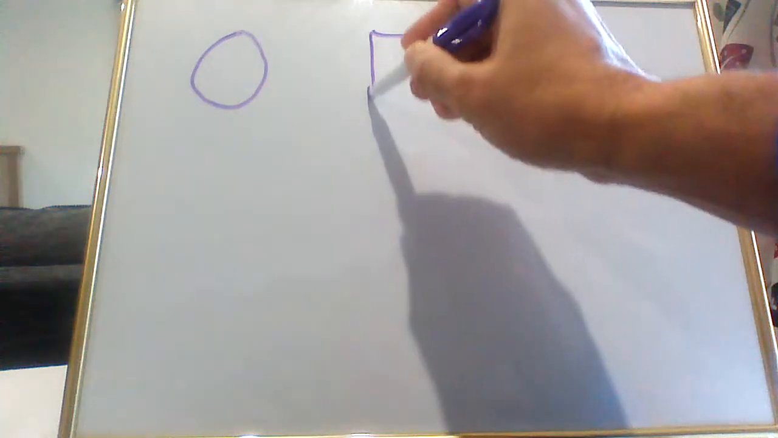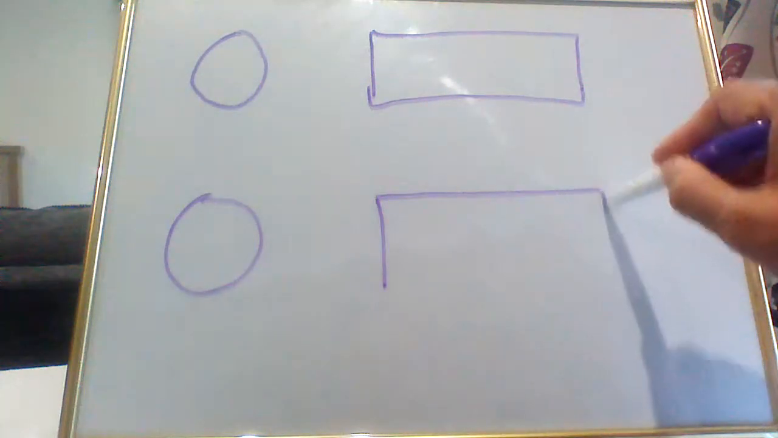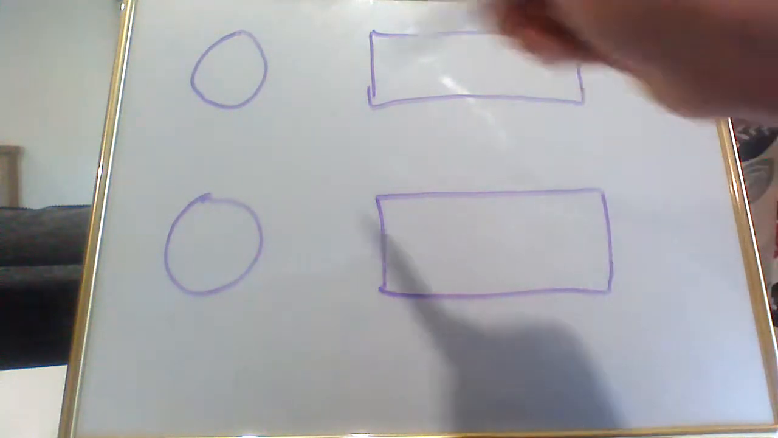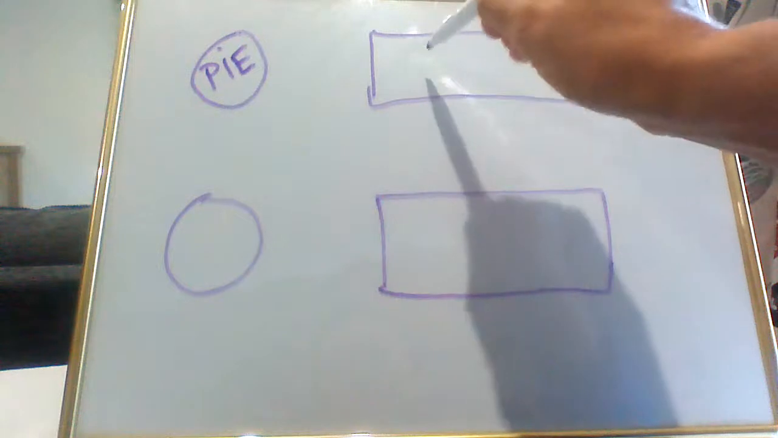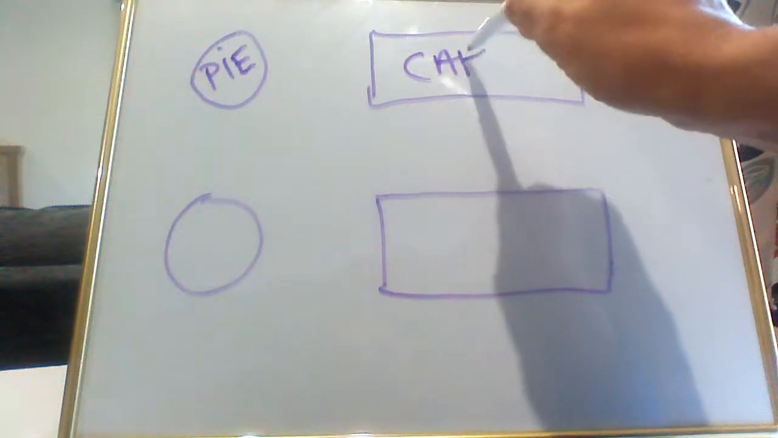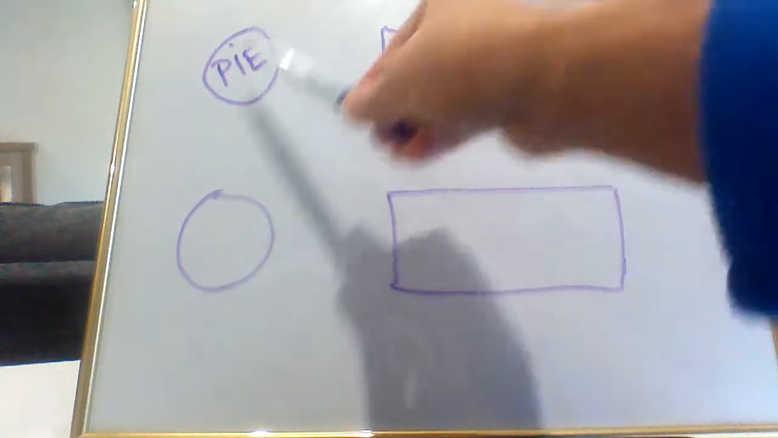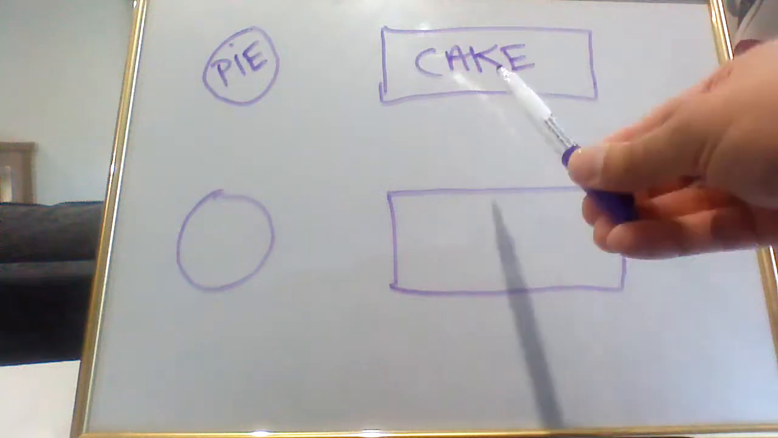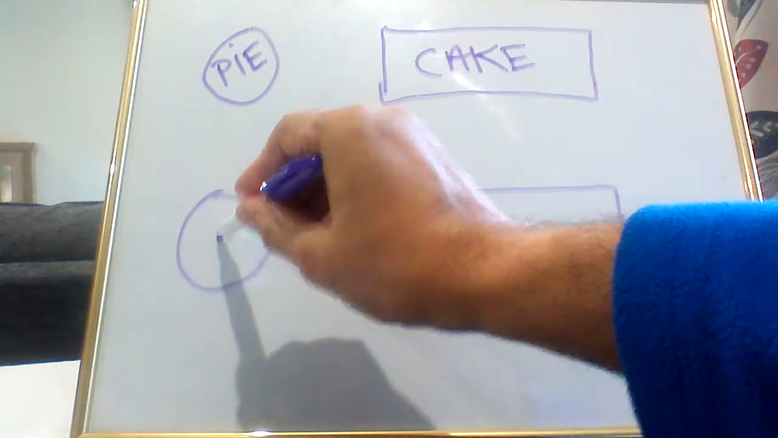I'm not much of an artist, so please bear with me. What I'm going to do is draw a circle and a rectangle, and underneath I'm going to draw another circle and a rectangle. Now imagine this is a pie, and this is a rectangular cake. Cake can come in any shape and any size really. So this is a whole pie, and that's a whole cake. It hasn't been cut up, it hasn't been subdivided, it hasn't been turned into any fractions. So what we're going to do is turn it into fractions now.